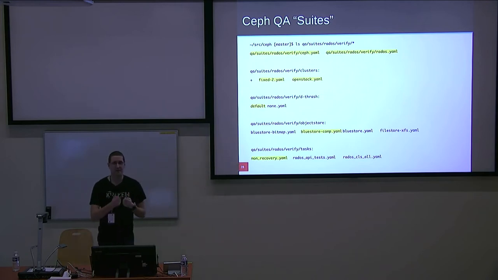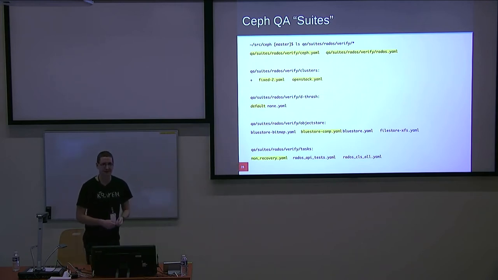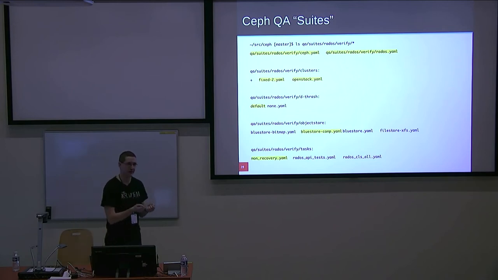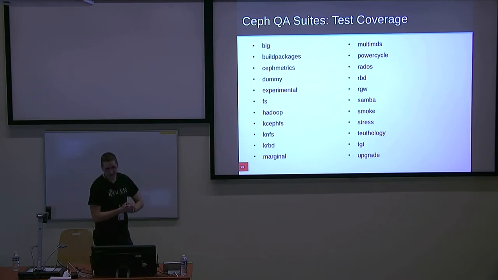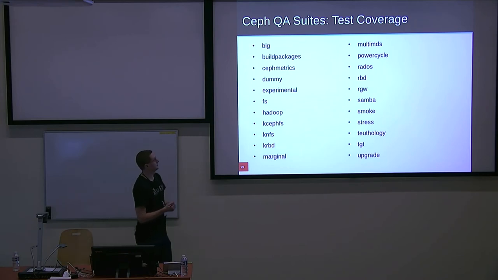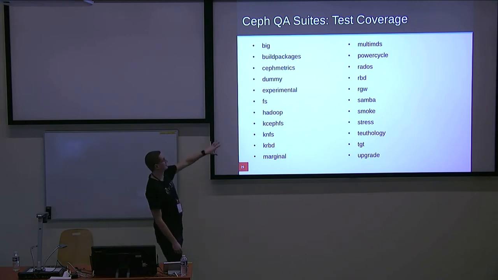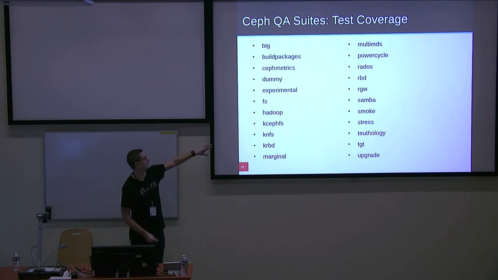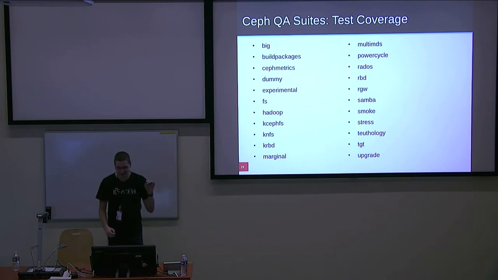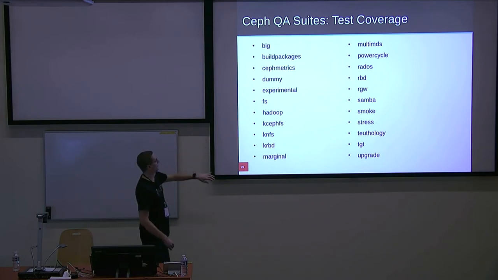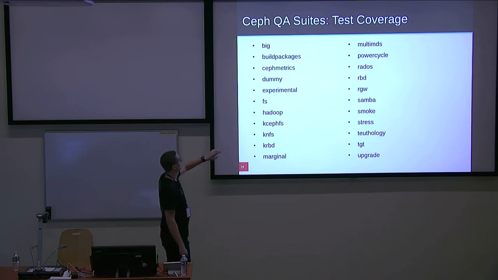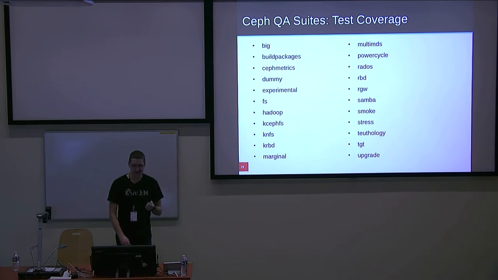And so we get a combinatorial explosion of all the different kinds of fragments, so that if we add some new feature, we can just add one new fragment that controls that feature and run it in combination with all the others in the system. The QA suite test coverage is pretty extensive. I don't know if these are still all the suites we have, but they're all the suites we had when I generated this slide. Most of these are different subcomponents. Some of them are targeted suites that are used for specific things.